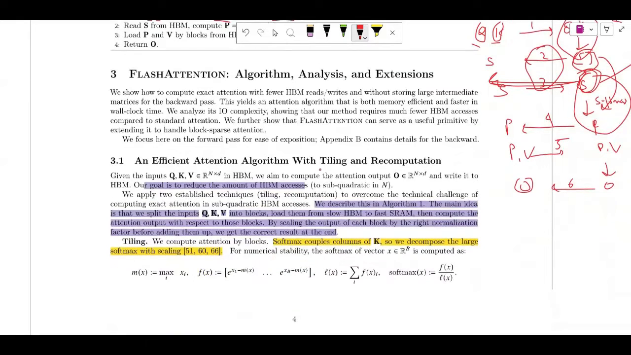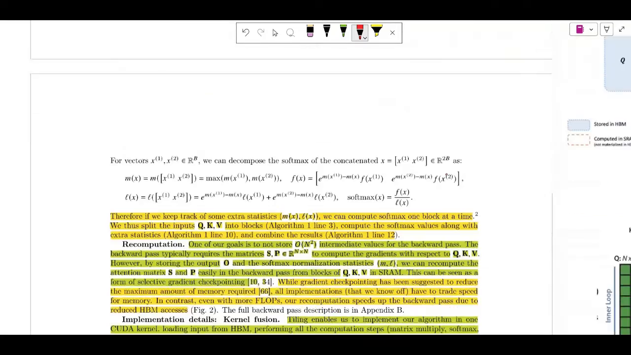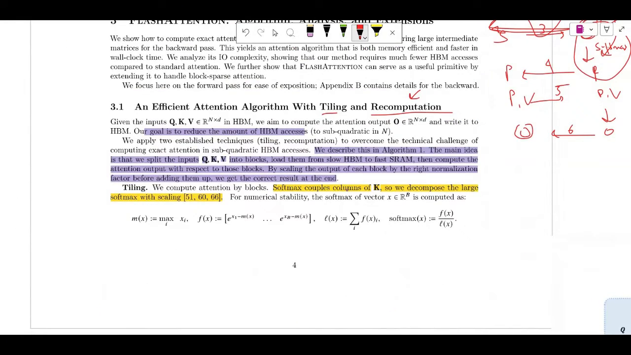This paper proposes two main optimizations, tiling and recomputation. Recomputation is mainly for the backward pass, and let's go over tiling first. Our main goal is to reduce the amount of HBM accesses. So in tiling, we split the input into blocks, load them from HBM to SRAM, compute the entire thing in SRAM, and then write it back. Essentially we chunk the input in such a way that we can do all the calculation in the SRAM in one go and then write it back again. So this is essentially implementing kernel fusion.